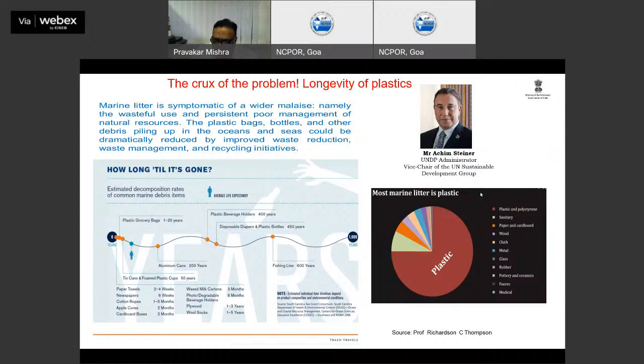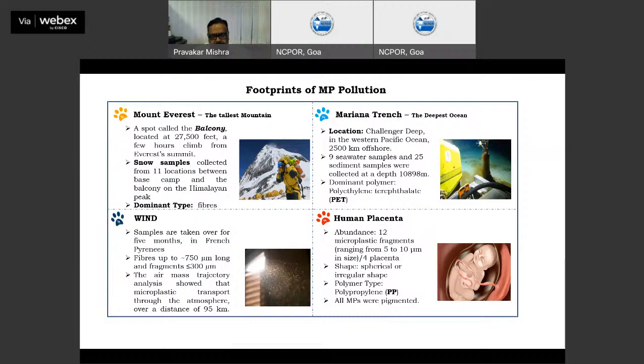Let us say 3/4 of them are plastics, and others were items such as wood, cloth, sanitary, paper and cupboards that occupy the other 25%. So the importance of this plastic in the environment, the hazardous effect, we have already seen the footprints of MP everywhere, from the deepest, the Mariana Trench.